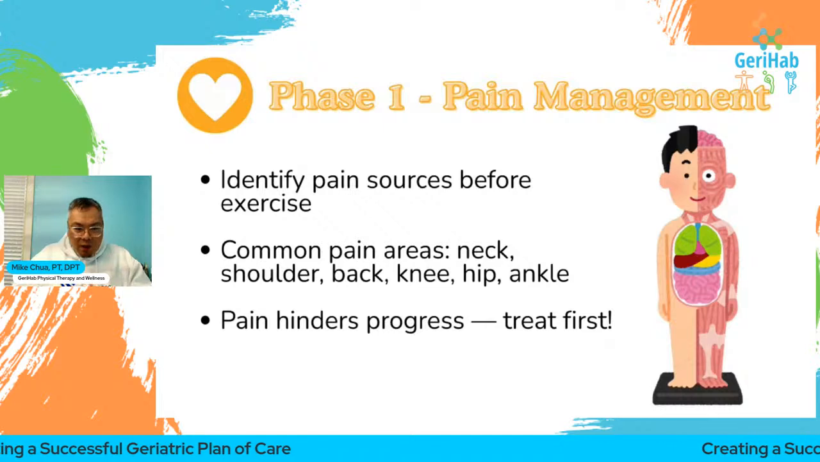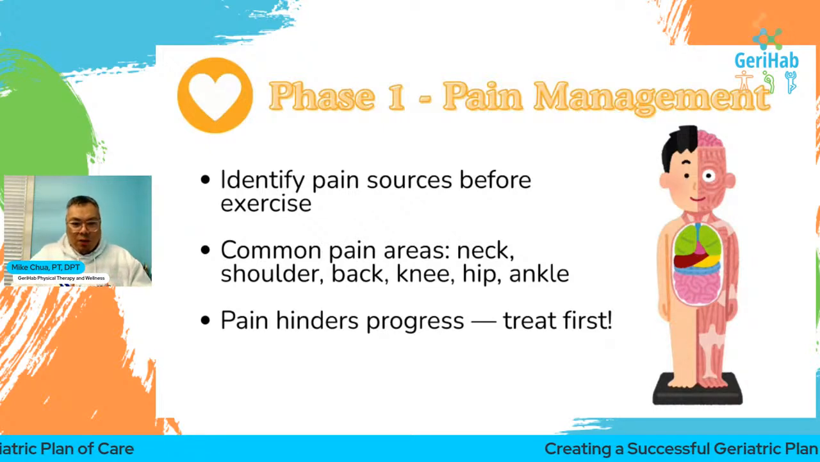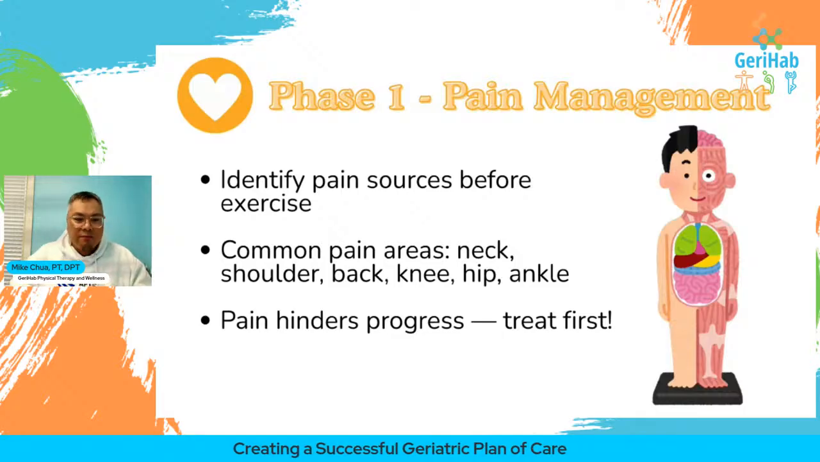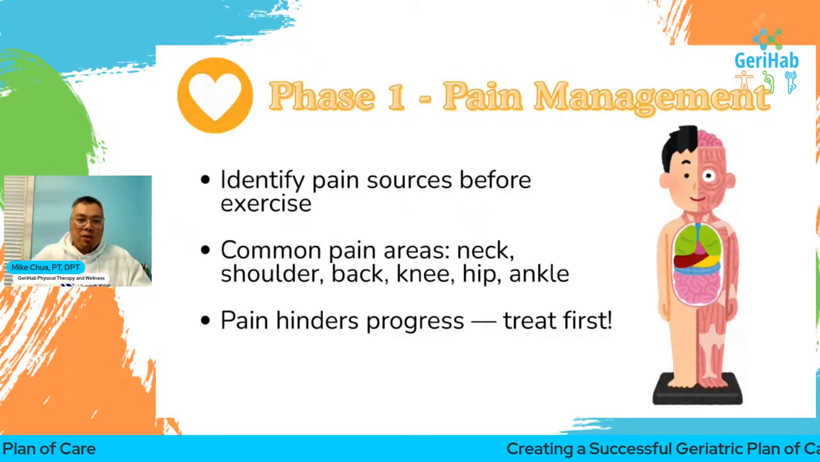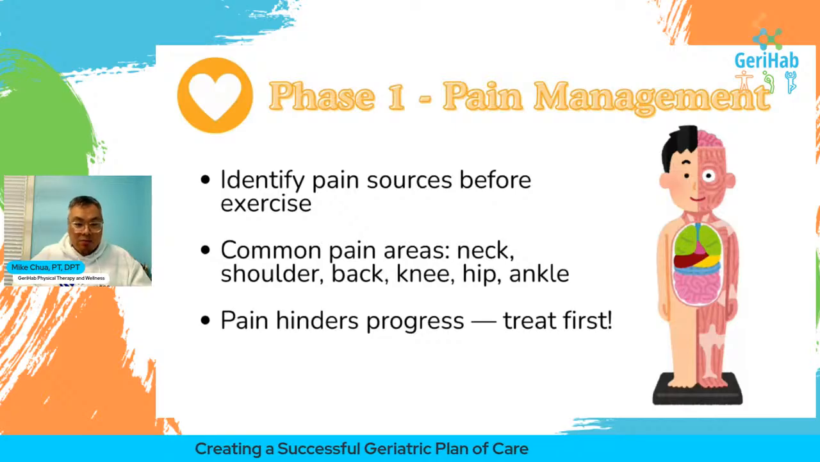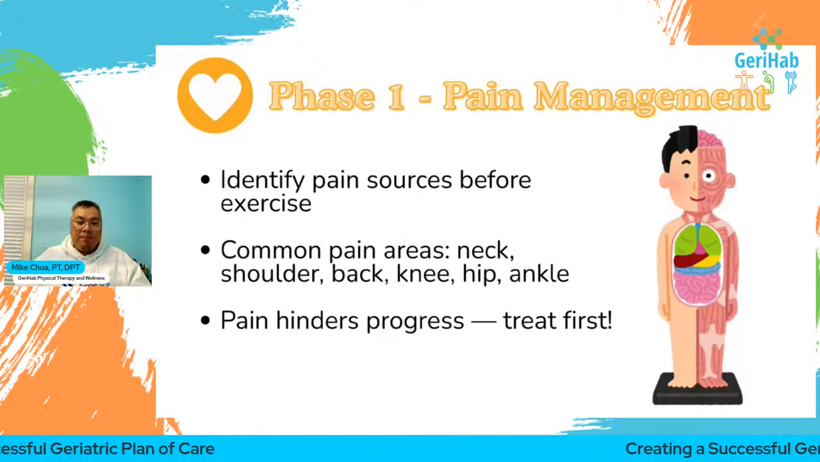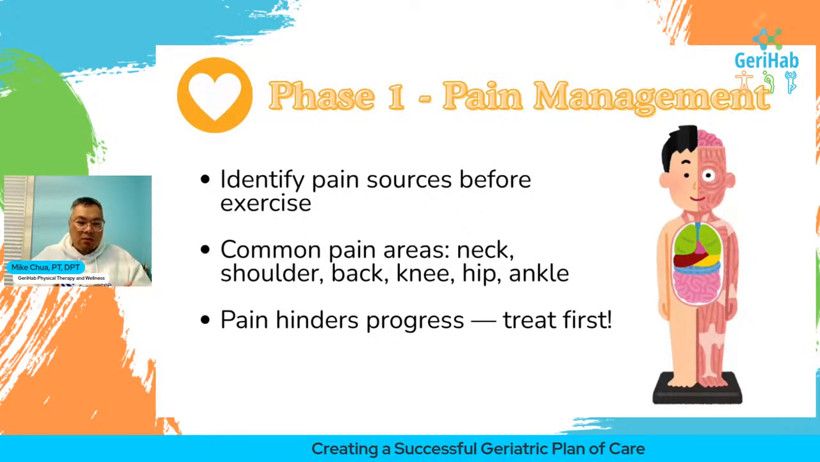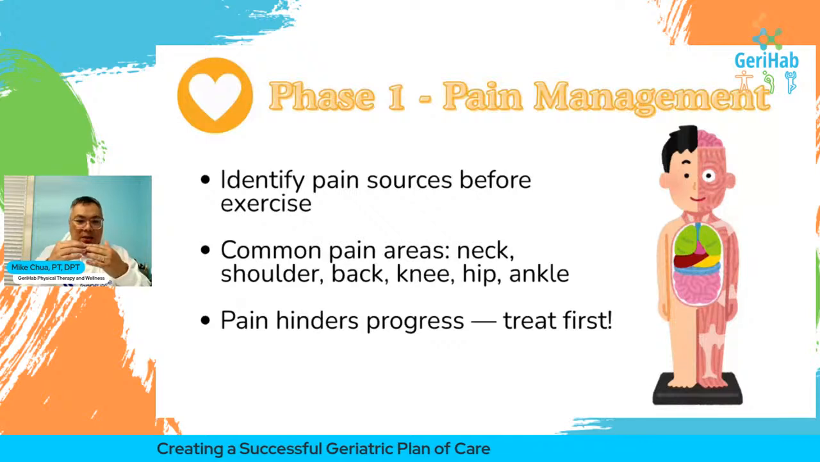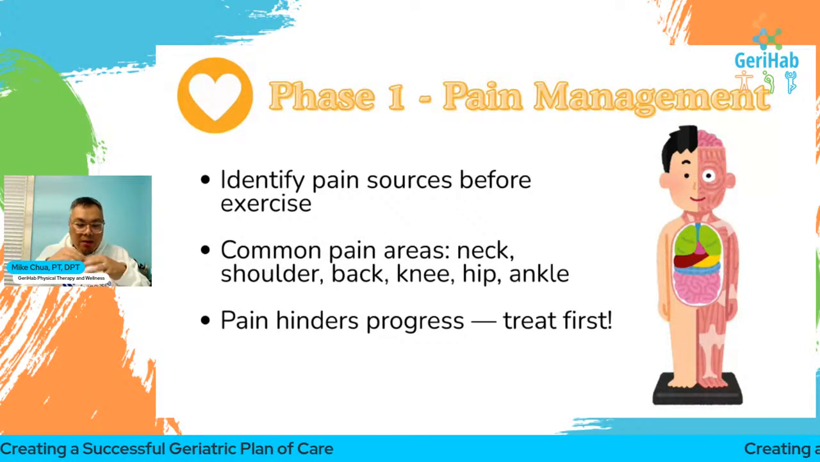Okay, so phase one. Let's talk about phase one. Phase one is the pain management. We have to identify the source of pain first. There are plenty of therapists out there. They just go ahead and start letting them do jumping jacks, right? Or ride the bicycle. We have to ask them about their pain first. You know, common pain areas. Check the neck, check the shoulders, the scapular blade, the low back, from cervical to thoracic to lumbar to their hip and knee and ankle.